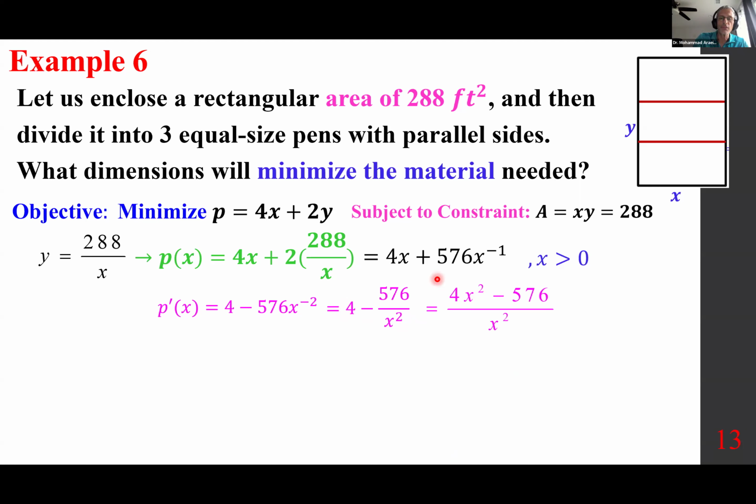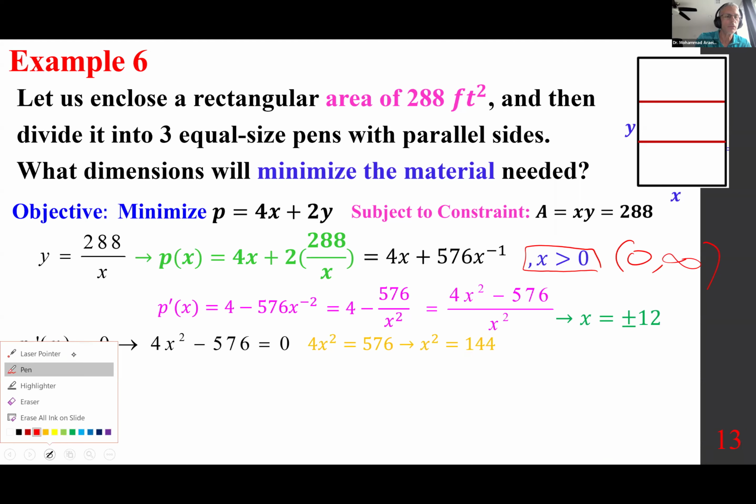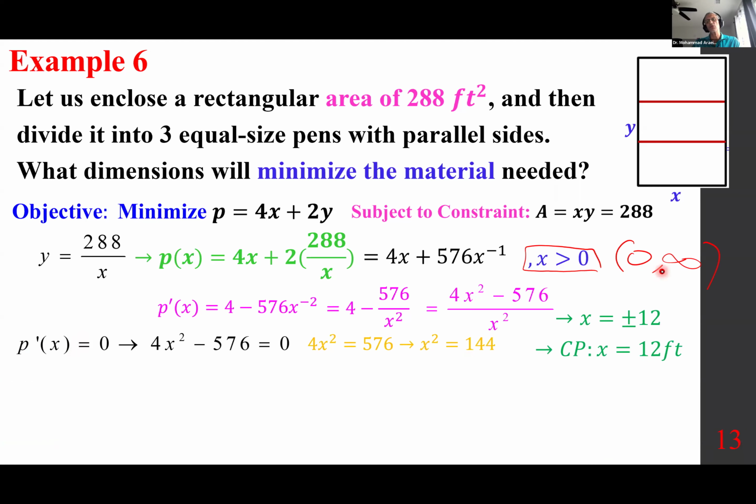P prime equal to 0. A fraction is 0 when the numerator is 0. That means 4x squared equals 576. Divide by 4, x squared becomes 144. That means there are 2 answers, plus or minus 12. However, x must be positive. So we have an open interval with 1 critical point, x equals 12.